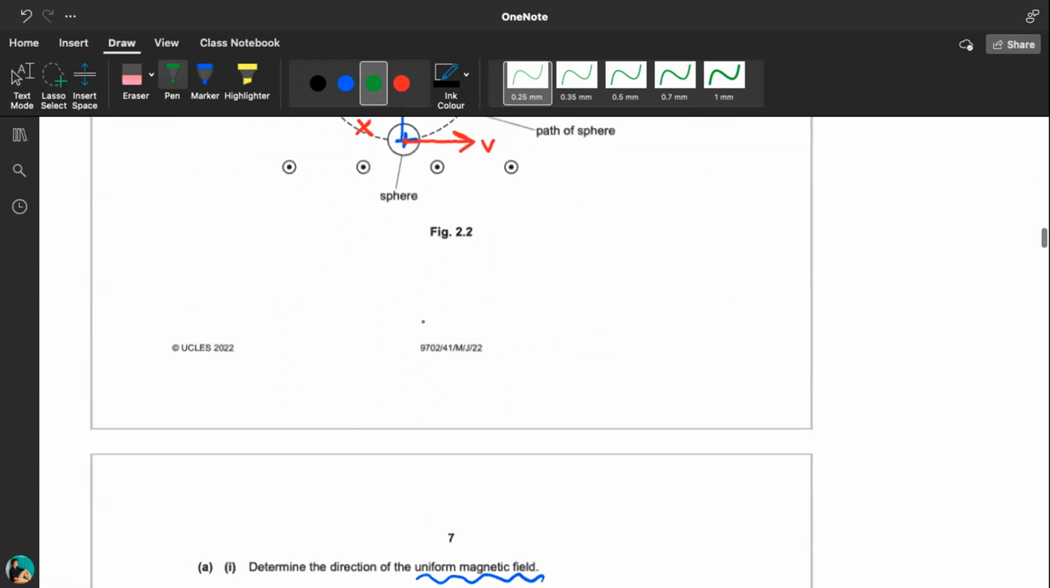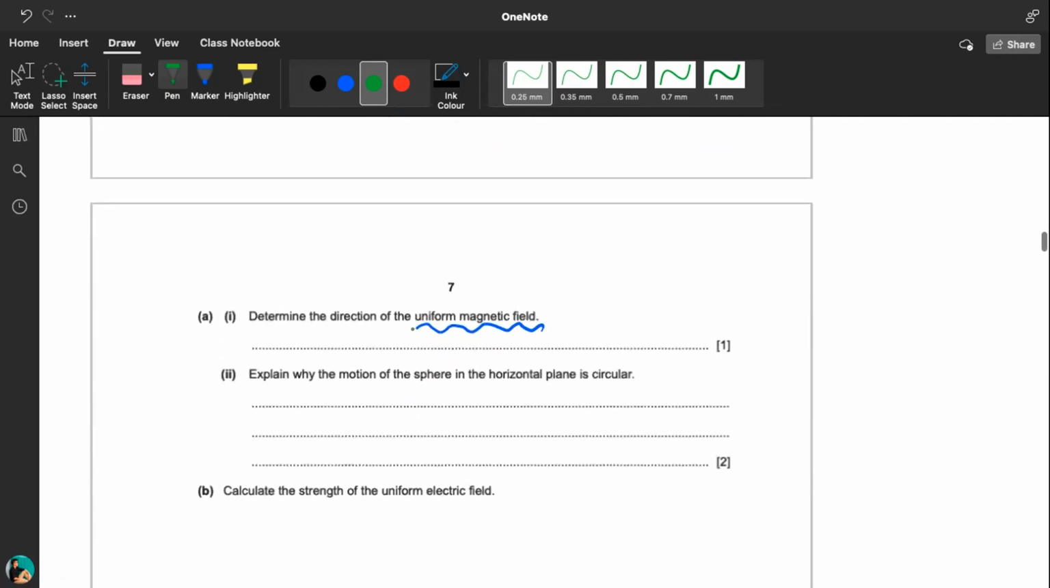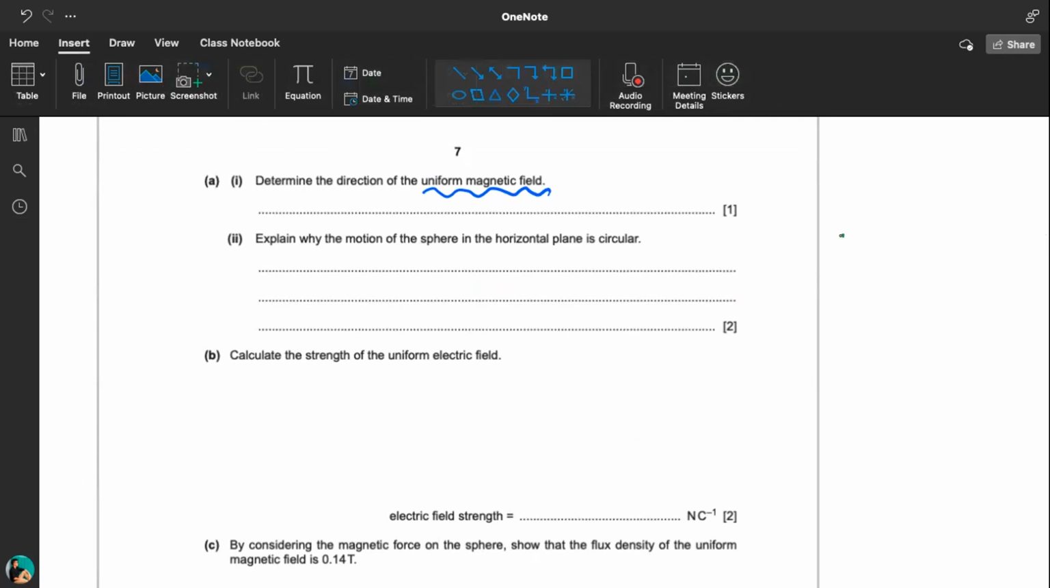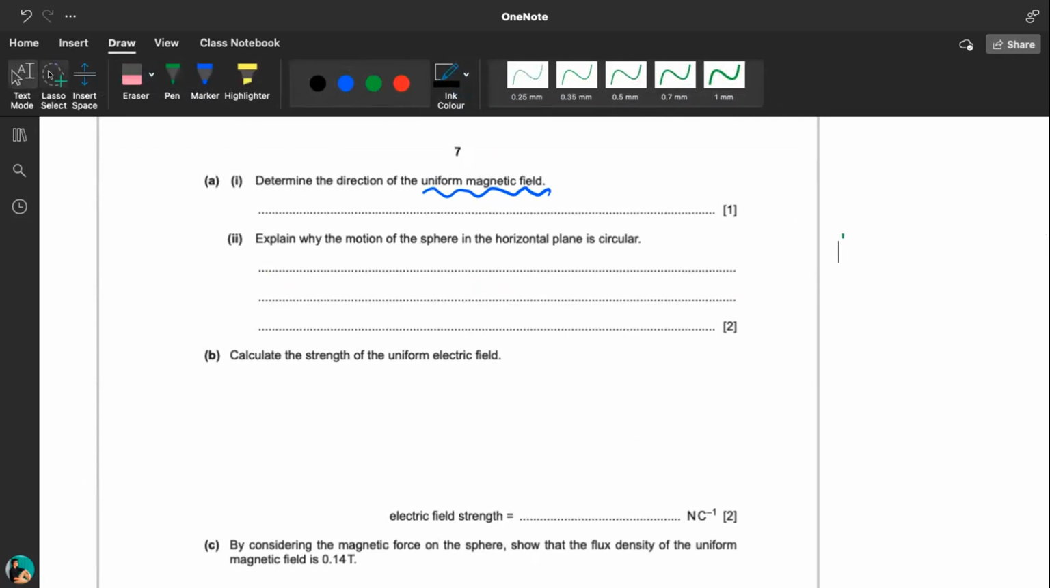So A1, direction of the uniform magnetic field, we will say it is, right? You can say into the page, but for figure 2.2, I'm going to say here vertically downwards with respect to figure 2.1. Okay, let me do vertically downwards. This is figure 2.1.